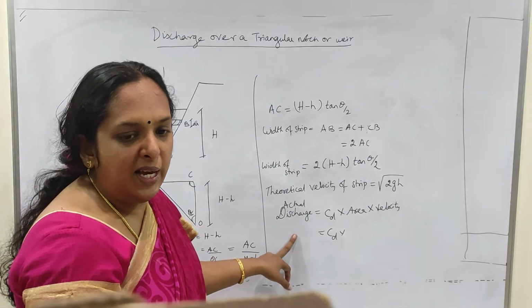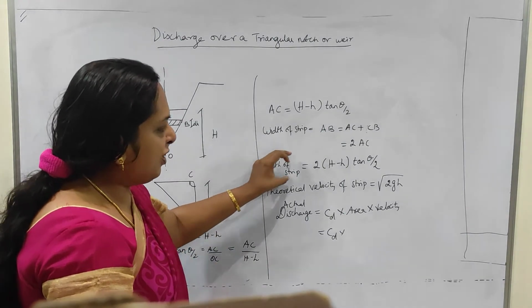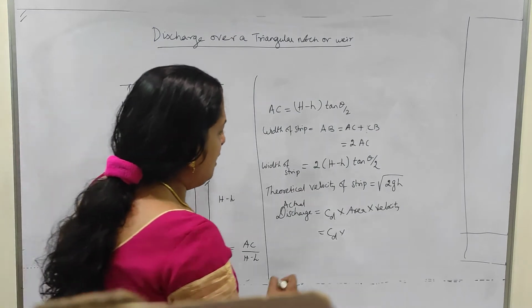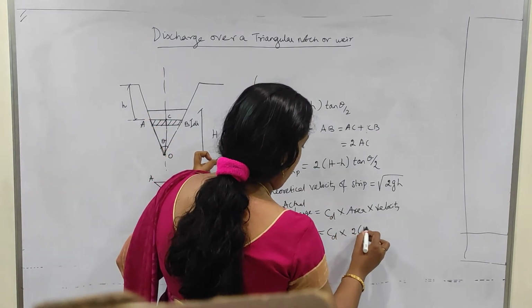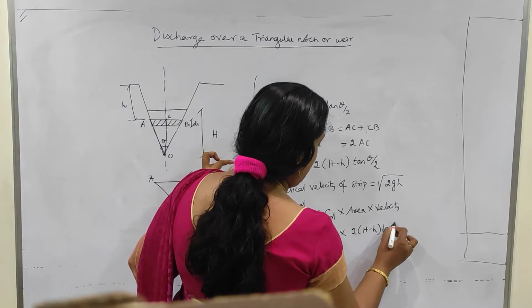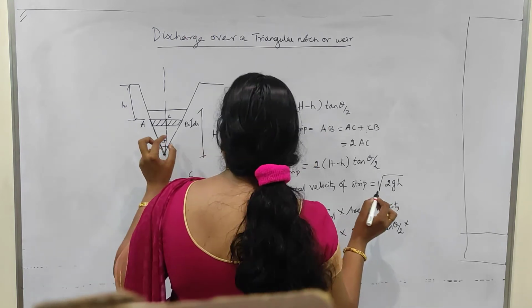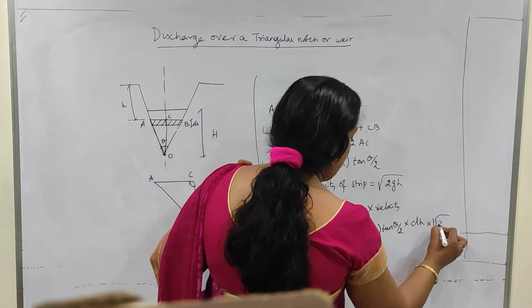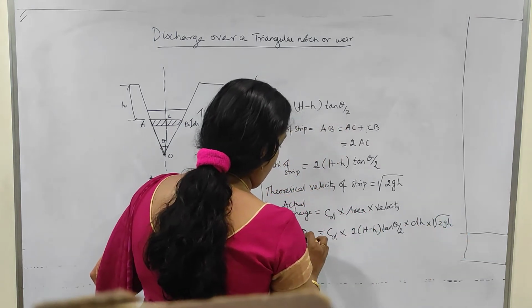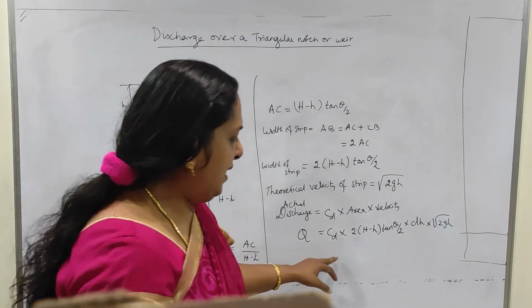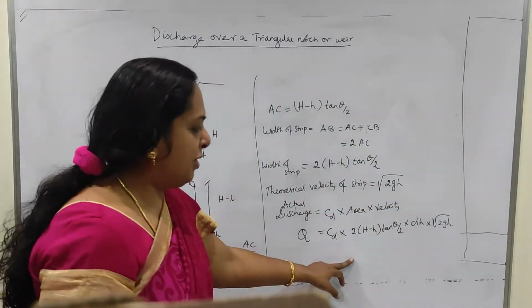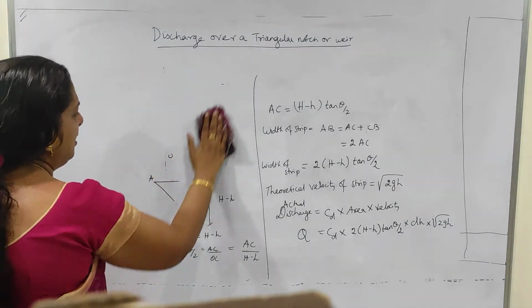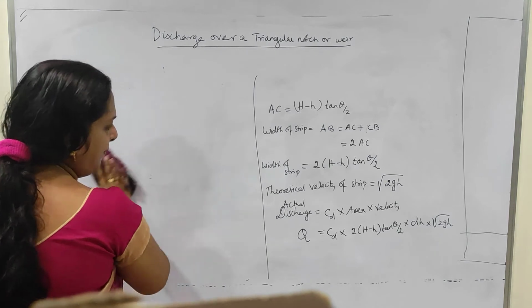So what is the area here? We know in this case the area of the strip is the width of the strip into the thickness. The thickness is dh. The width of the strip is 2 into (H minus h) into tan theta by 2, and the depth of the strip is dh, and the velocity is root 2gh. So this is my equation for the discharge: Q is equal to Cd into 2 (H minus h) tan theta by 2 into dh into root of 2gh. Now I am going to solve this equation.